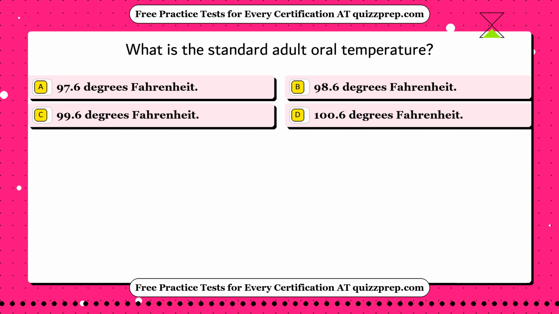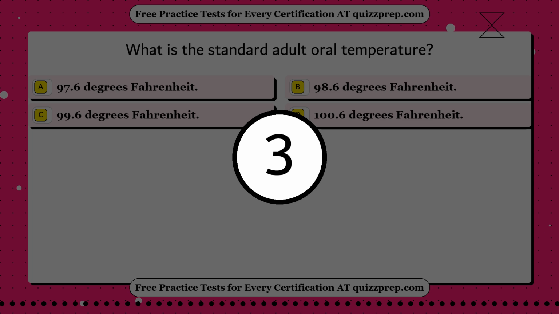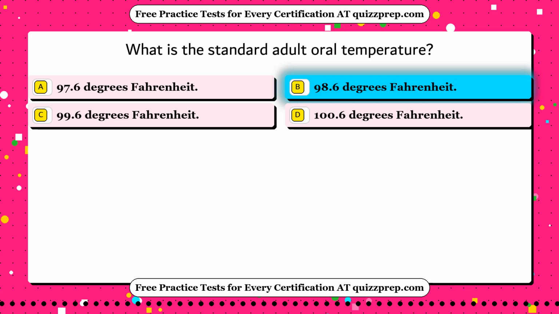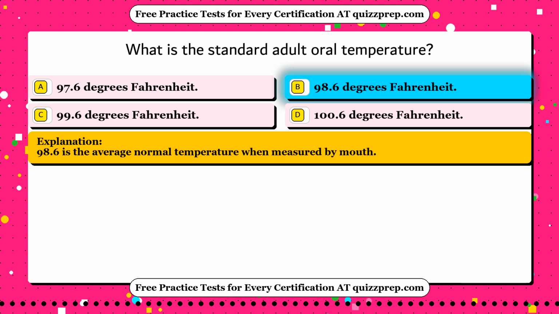Option A 97.6 degrees Fahrenheit. Option B 98.6 degrees Fahrenheit. Option C 99.6 degrees Fahrenheit. Option D 100.6 degrees Fahrenheit. The correct answer is option B, 98.6 degrees Fahrenheit. 98.6 is the average normal temperature when measured by mouth.